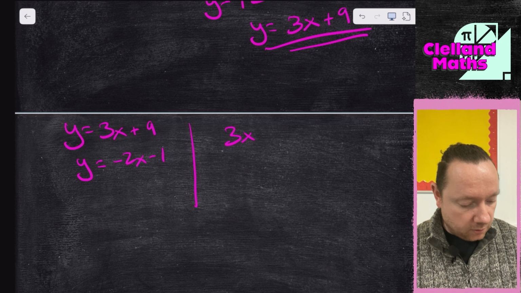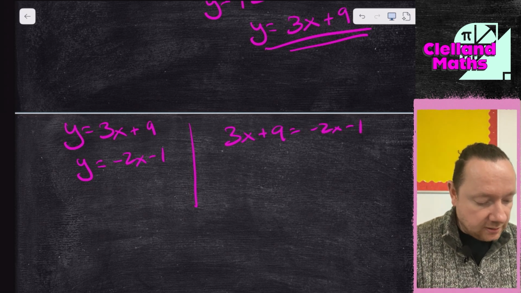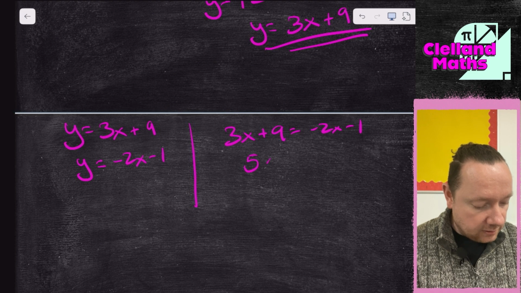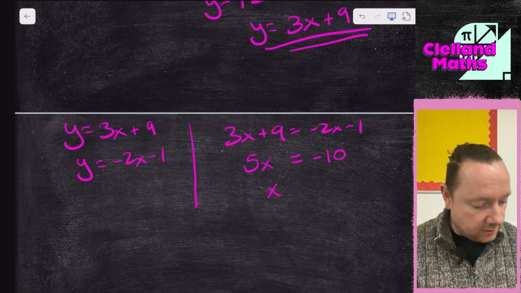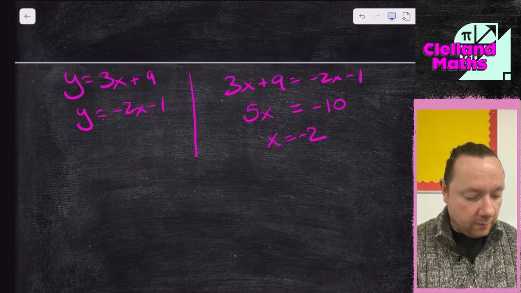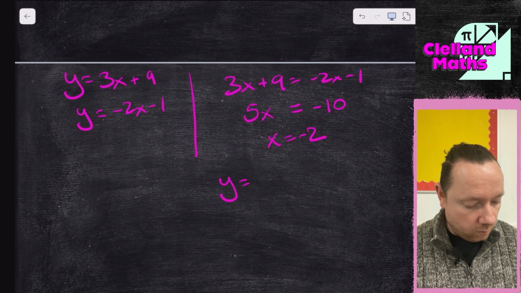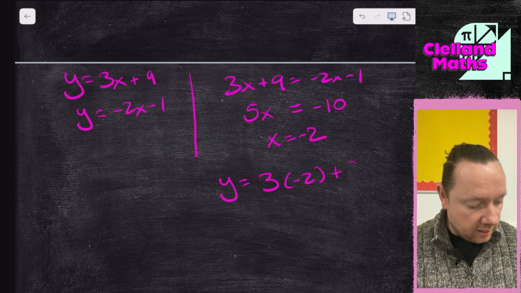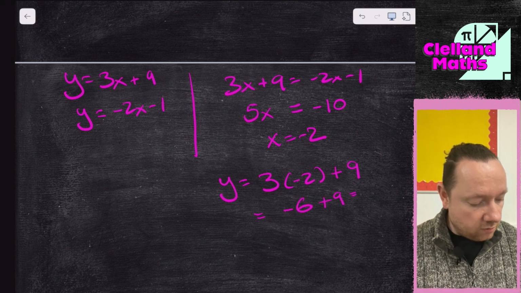So I've got 3x plus 9 is minus 2x minus 1. Moving the x's to the same side gives me 5x. Moving the 9 over gives me minus 10. So x is minus 2. And then to get our y, we need to sub in. So y equals 3x, 3 times minus 2 plus 9. That's minus 6 add 9, which is 3.